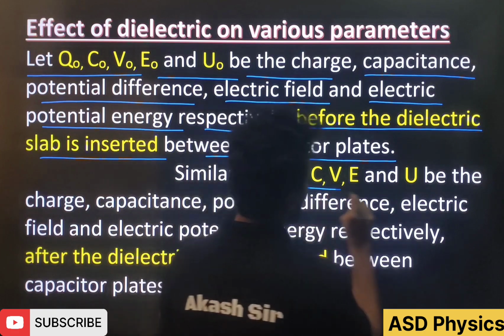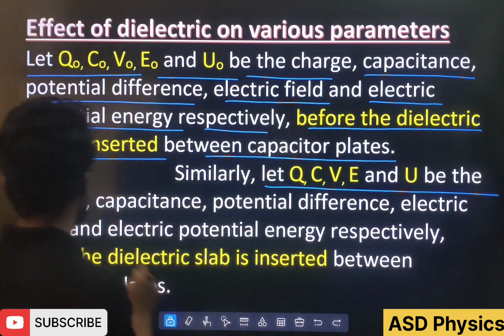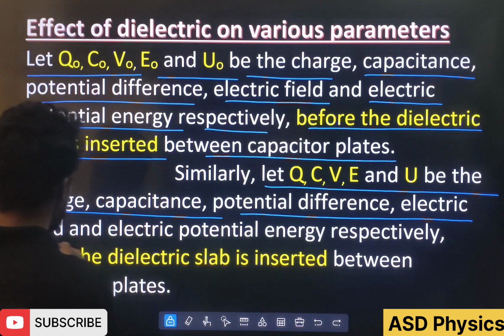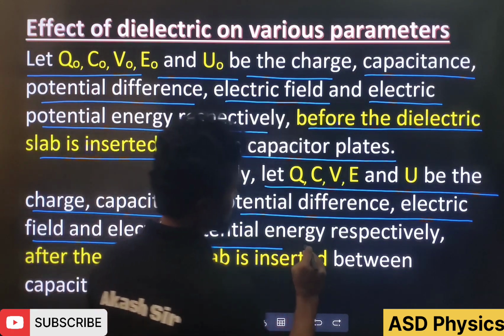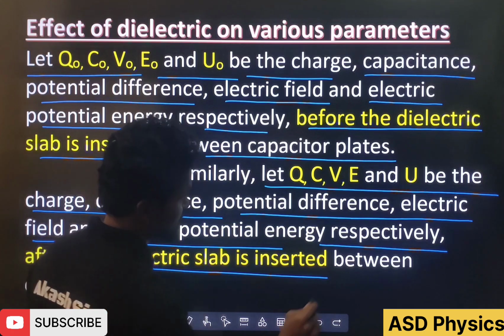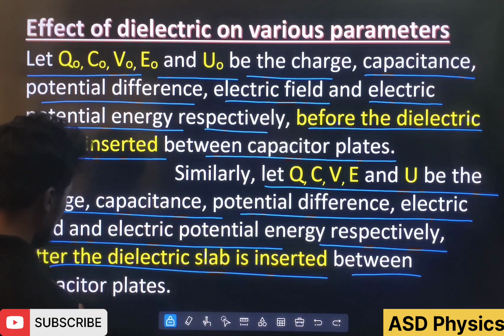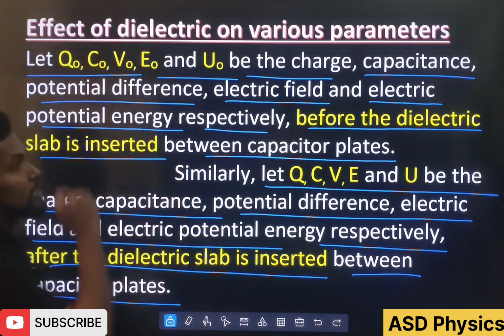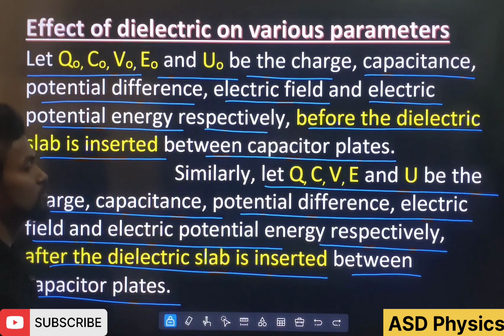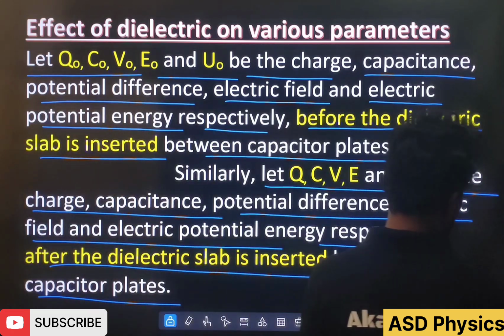Similarly, let Q, C, V, E and U be the charge, capacitance, potential difference, electric field and electric potential energy respectively after the dielectric slab is inserted between the capacitor plates. That means these terms we use when the dielectric is not introduced, and those when the dielectric is introduced. Okay students, kindly remember all these things. Now we are going to see two cases.